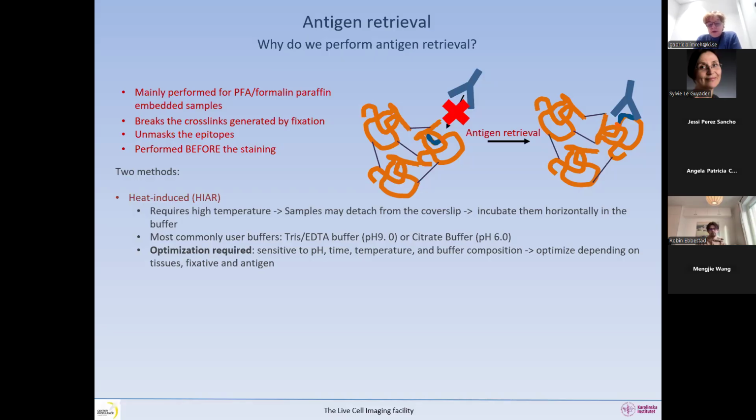It's a method that requires quite a bit of optimization. As I said, it's a method that is sensitive to the pH, time, temperature, and the buffer composition.